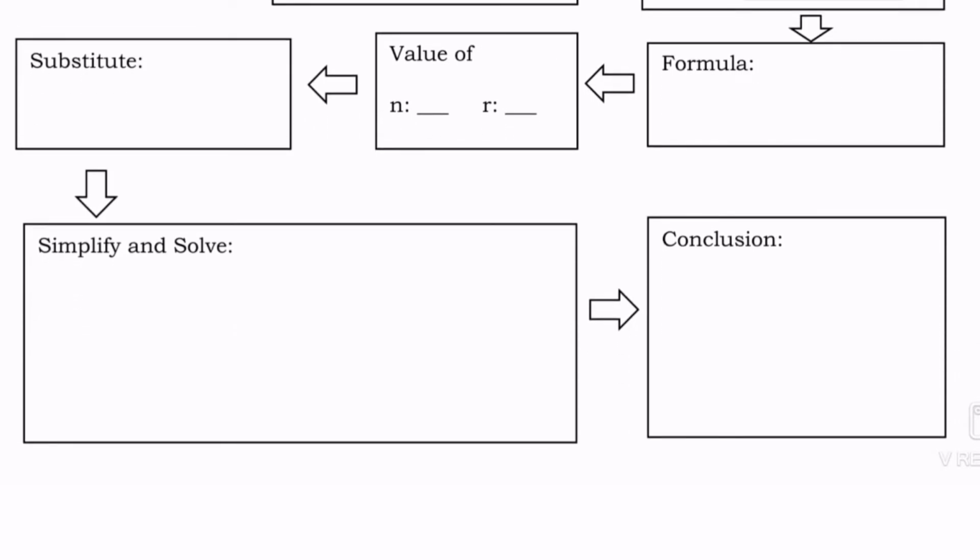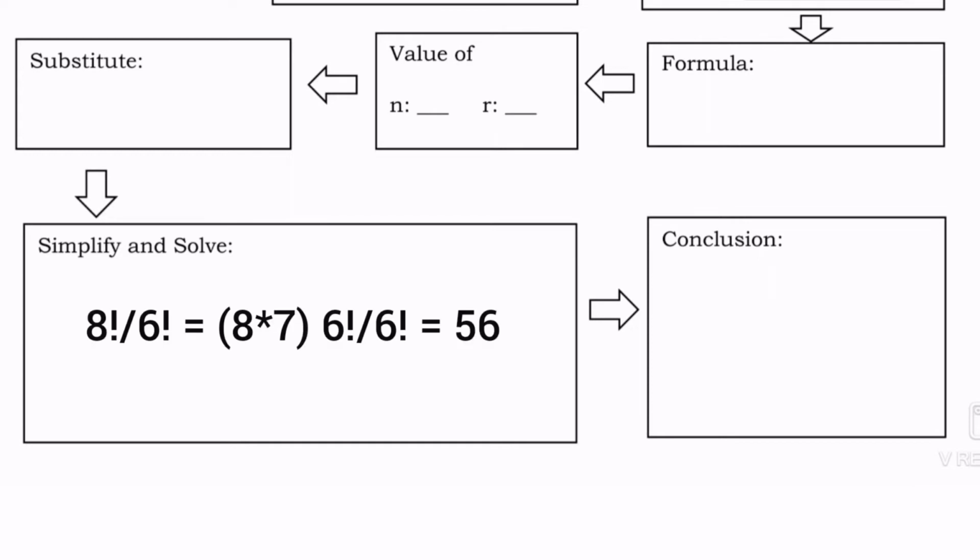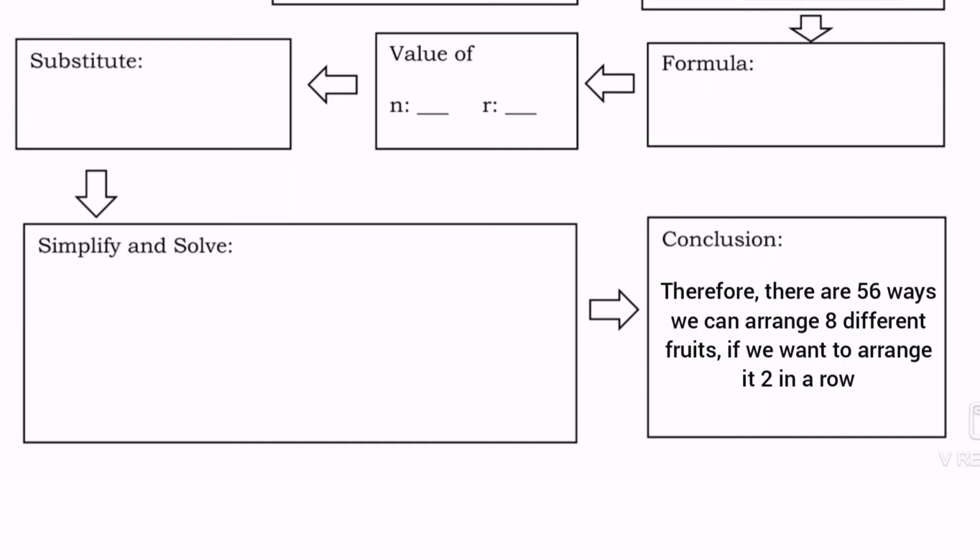Simplify and solve. So that is 8 factorial over 6 factorial is equal to 8 times 7 times 6 factorial over 6 factorial is equal to 56. Conclusion, therefore, there are 56 ways we can arrange 8 different fruits if we want to arrange it 2 in a row.